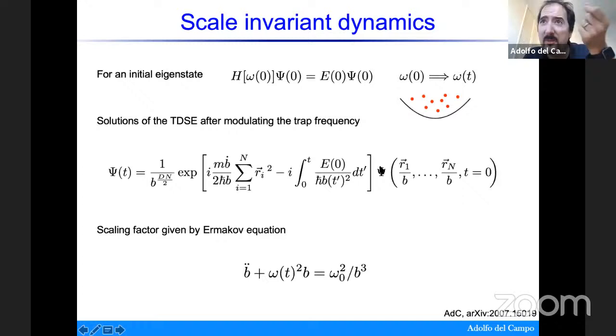And the equation of motion that governs the scaling factor b as a function of the frequency change of the trap is a simple ordinary differential equation, which is nonlinear in the sense that it depends on b cubed, but it's well known and there are even tricks to solve it. So it's kind of a nice equation. Good. If I want to say something about the fidelity, I need to exploit scale invariance further. This just tells me what kind of evolution I have, but I do need to specify what kind of states I have.